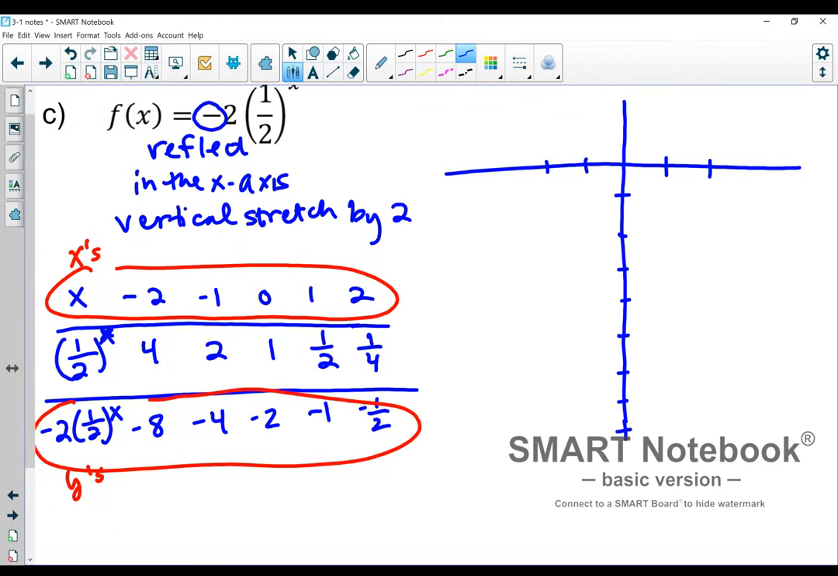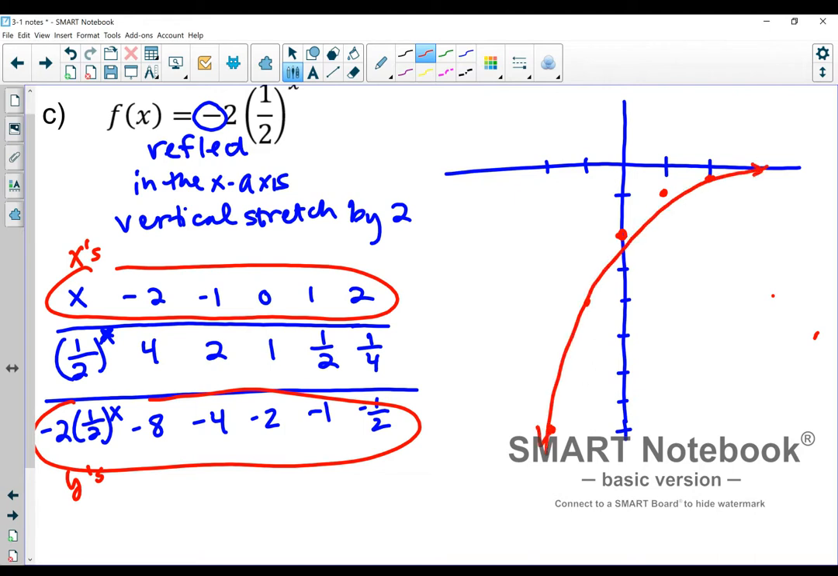All right, so -2 is -8. And I think I'm going to use a new color for this. -1 is -4. 0 is -2. 1 is -1. And 2 is -1/2.